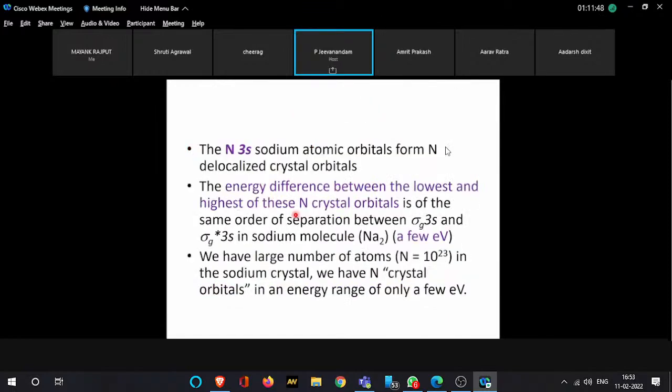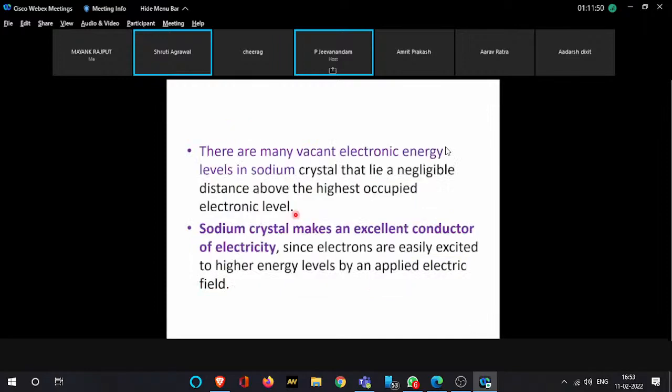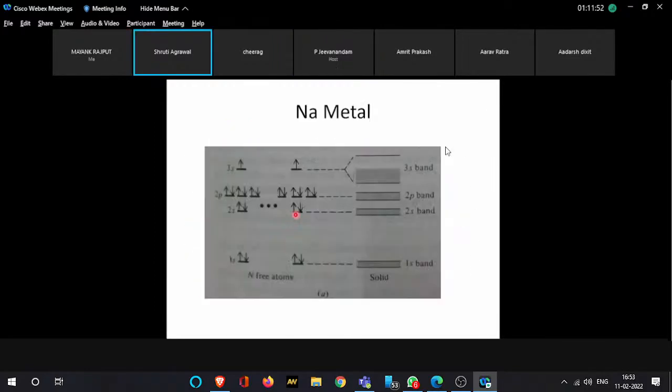So there is almost no energy difference between a free atom and a solid for the core orbitals. Very, very close. For the valence one, it is slightly different. Yes, of course. Okay, sir. Thank you, sir.